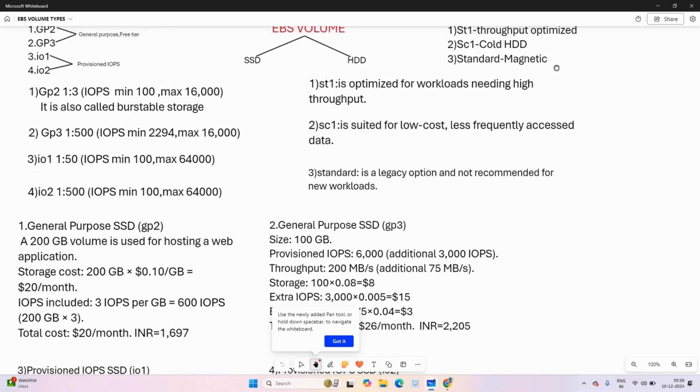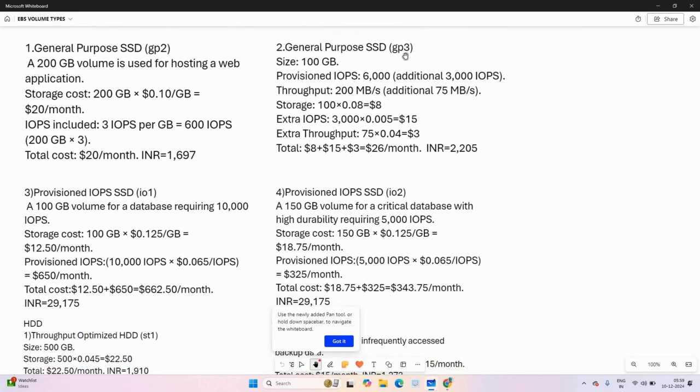So like this we calculate for GP3. The size of the volume is 100 GB. For provisioned IOPS, that is 6000. The first 3000 is free, so the additional 3000 IOPS will be calculated. Throughput is 200 MB per second. For throughput, 125 MB per second is free, so the additional 75 MB will be calculated.